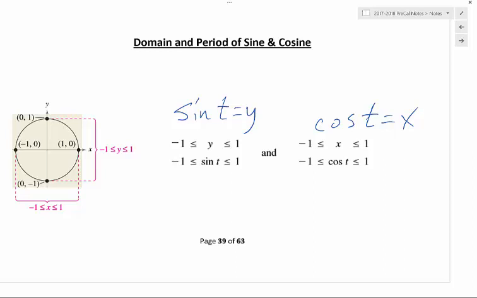Now, this is only true for sine and cosine. What is key about this is that no matter what the angle, when I find sine or cosine, I always, always, always get some number that is either greater than or equal to -1 or less than or equal to 1. And the same thing with the cosine.